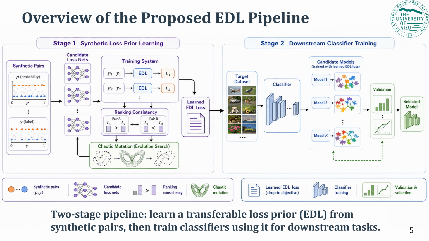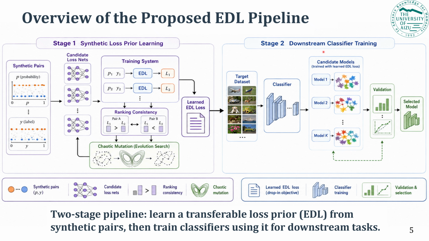This is the full EDL pipeline. In stage 1, we generate synthetic pairs, and each pair contains a probability vector P and a label Y. The EDL network takes P and the one hot label as inputs, and outputs a scalar loss. The supervision principle is that harder predictions should receive larger losses. We evaluate candidate loss networks by this rule, select the better ones, and generate new candidates by mutation. After evolution, we obtain the EDL loss.